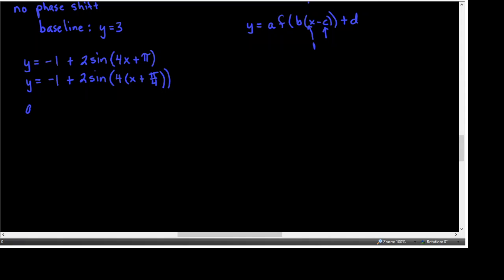So let's start with amplitude. It's the absolute value of the number in front of sine, absolute value of A. That's 2. Since 2 is positive, there's no reflection. We don't have to worry about that in this problem. The period is the base period for sine, which is 2 pi, divided by B, which in this problem is 4. So that's pi over 2. Then I'm going to divide the period by 4, getting pi over 8.